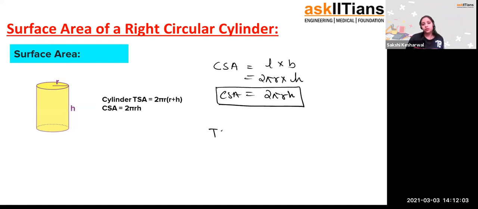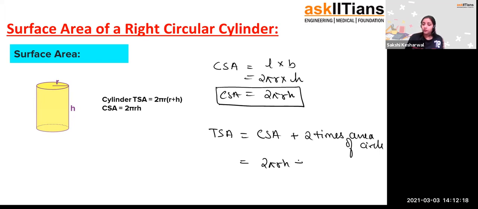Let's talk about the TSA. TSA is equal to the CSA plus 2 times the area of the circle. CSA is 2 pi R H plus 2 times the area of the circle. The area of a circle is pi r square. You see that 2 pi r is common, so you get 2 pi r (h plus r).